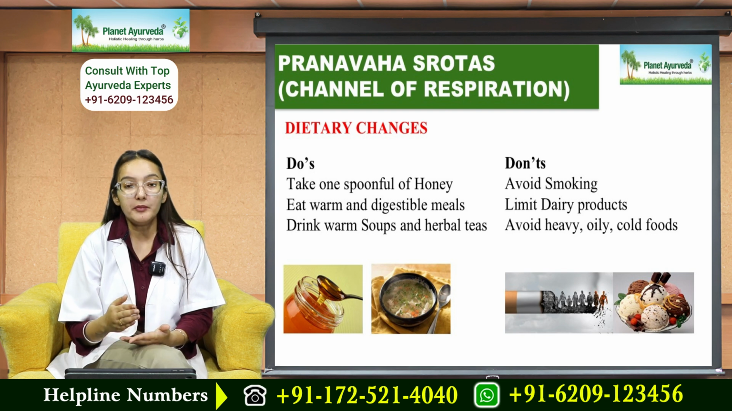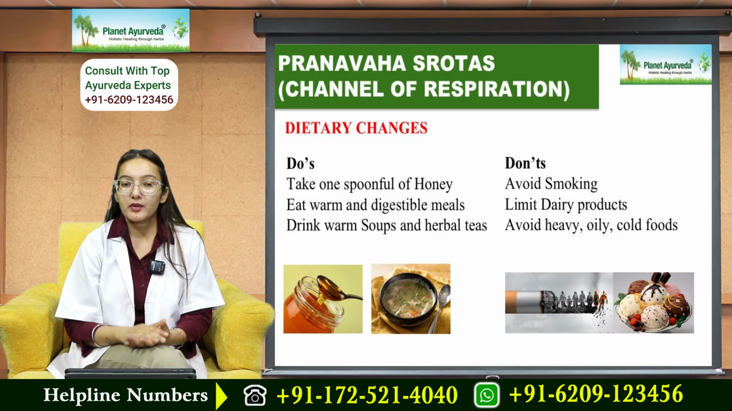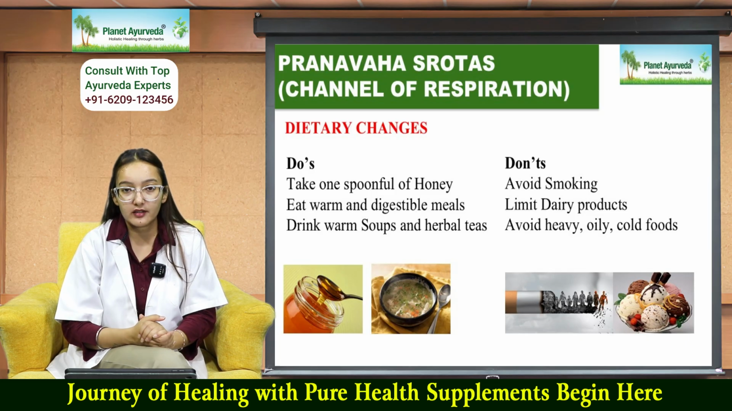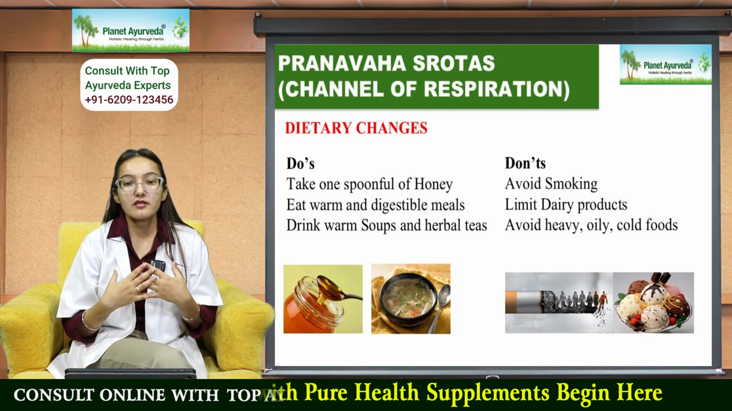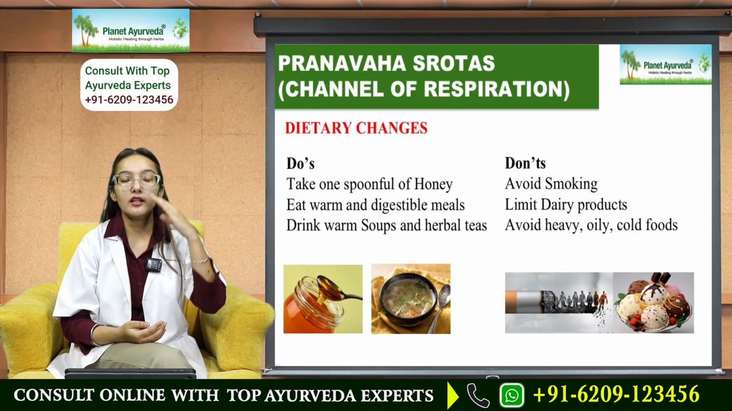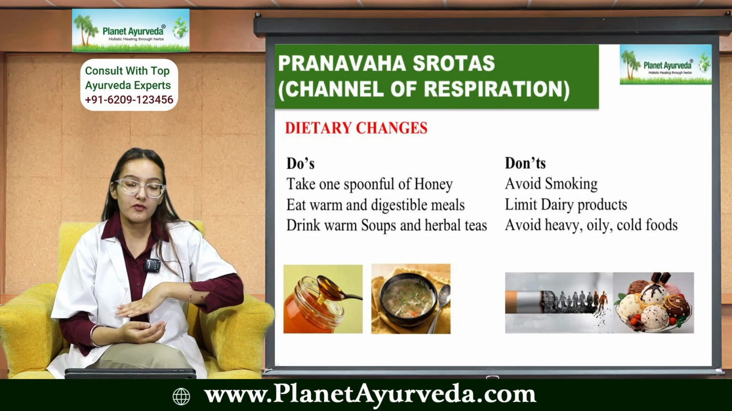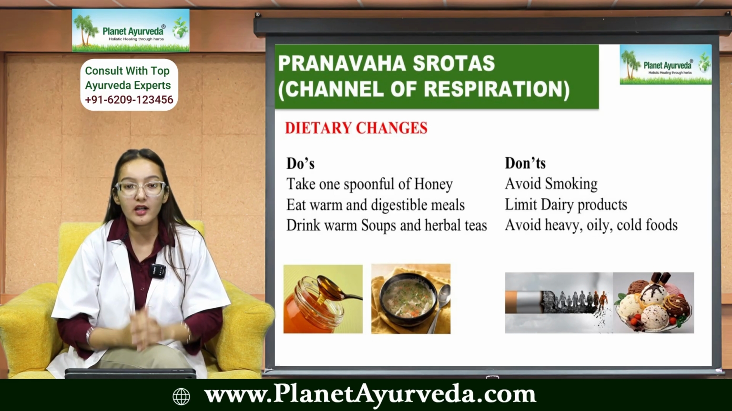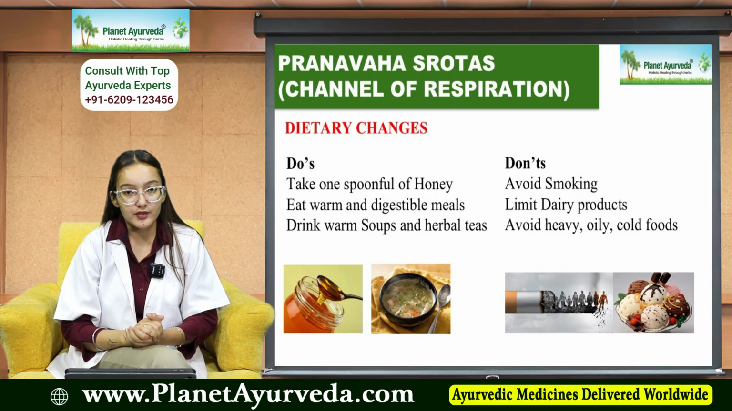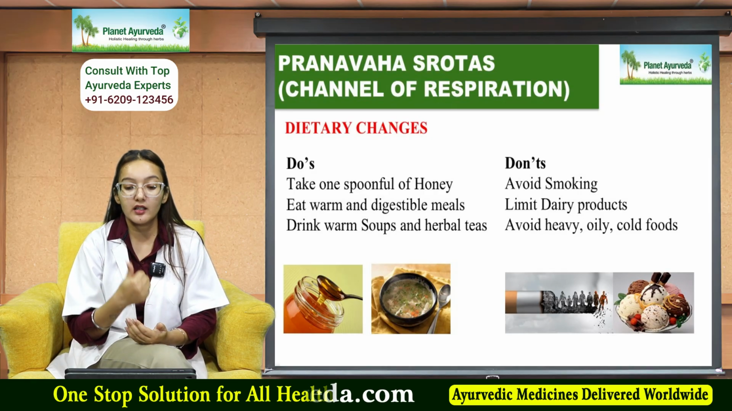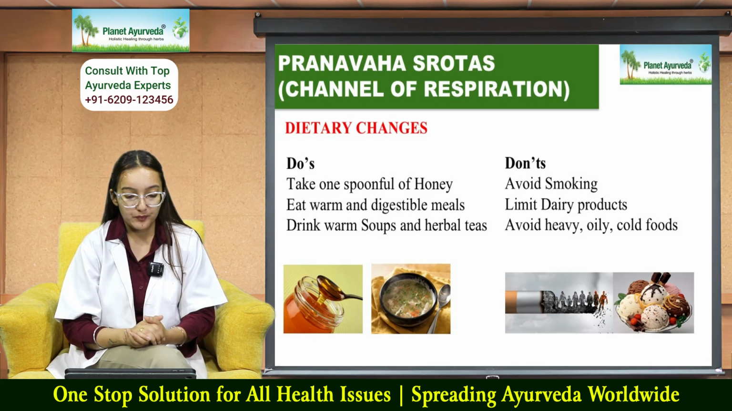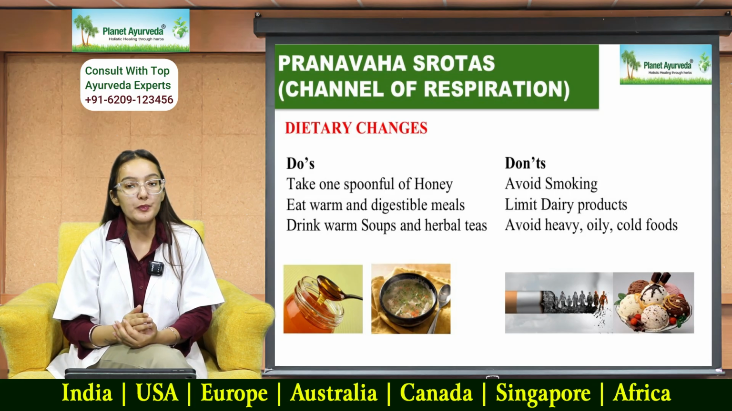Eat warm and digestible meals. This will also help to reduce the kapha. Why are we specifically mentioning the kapha pacifying diet? Basically, the lungs, or the Pranavaha Srotas, are located in the upper chest region. This part, above the abdominal cavity, is the site of kapha. So mostly we need to balance kapha dosha in case of Pranavaha Srotas. The prominent dosha involvement in Vishesan of the channel of respiration is kapha, so we need to prefer the kapha balancing diet. Then ask the person to drink warm soups and herbal teas.